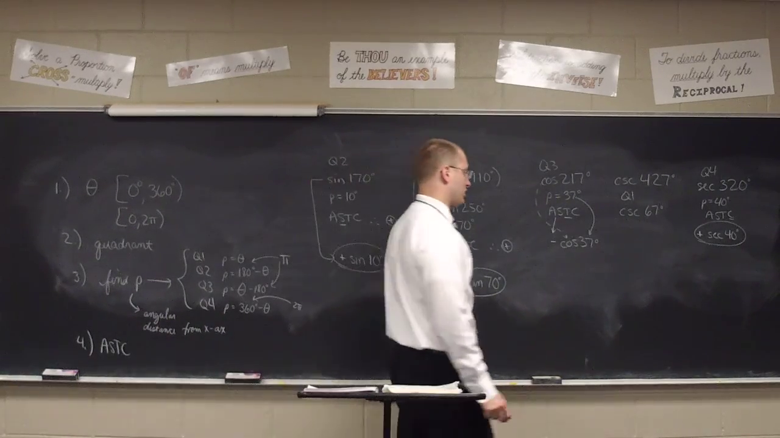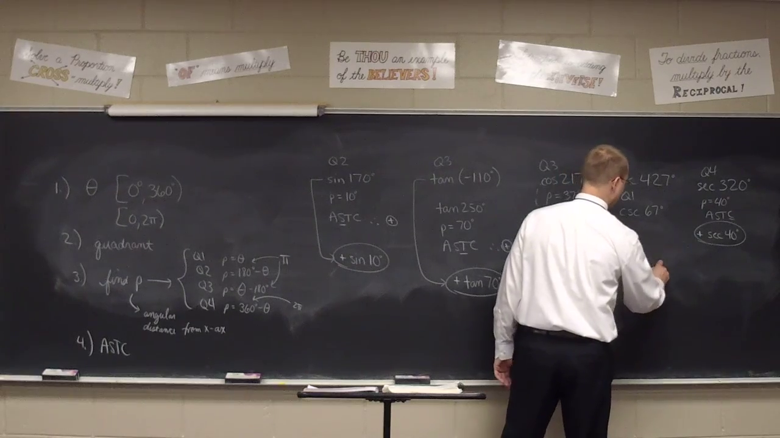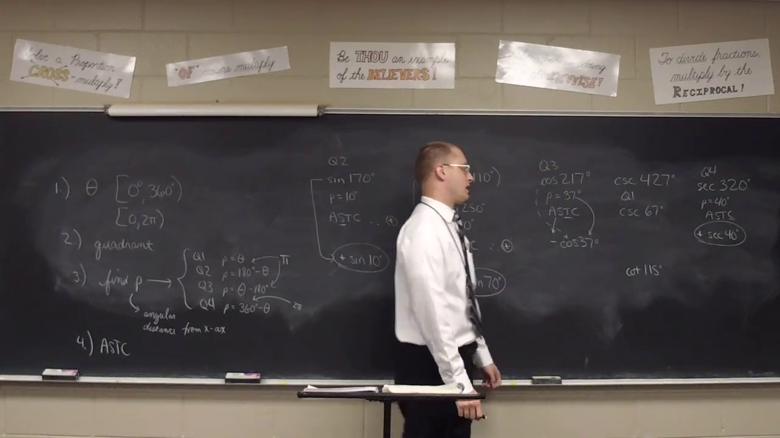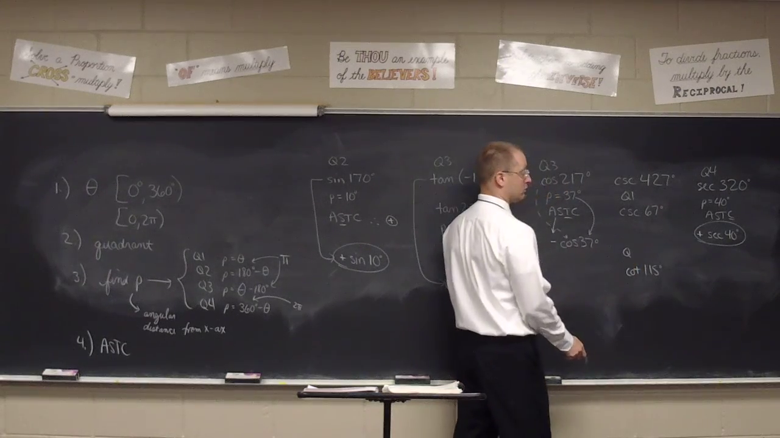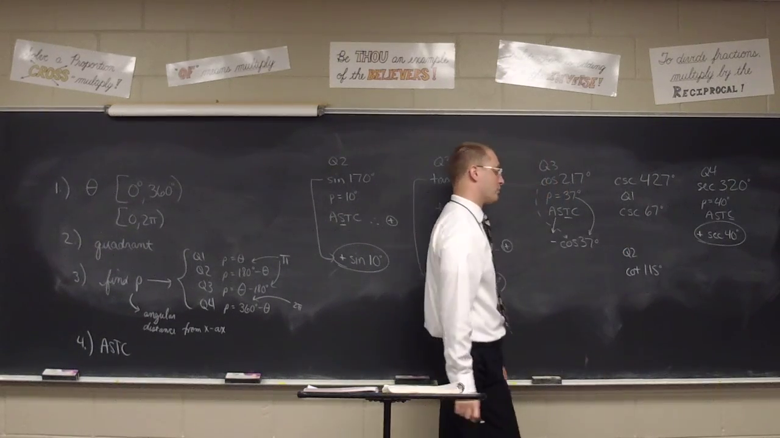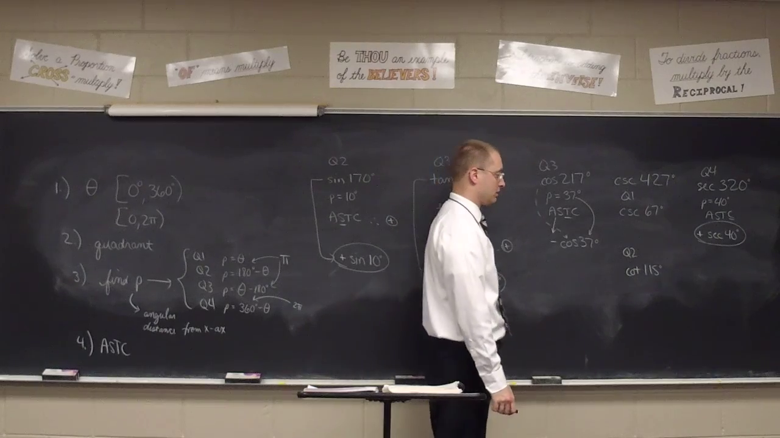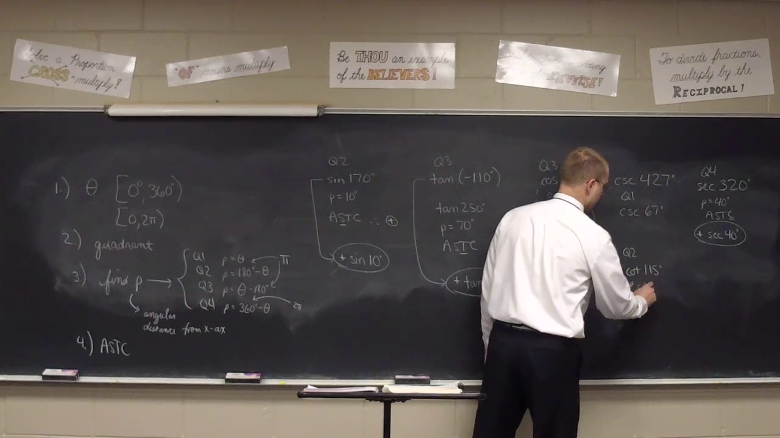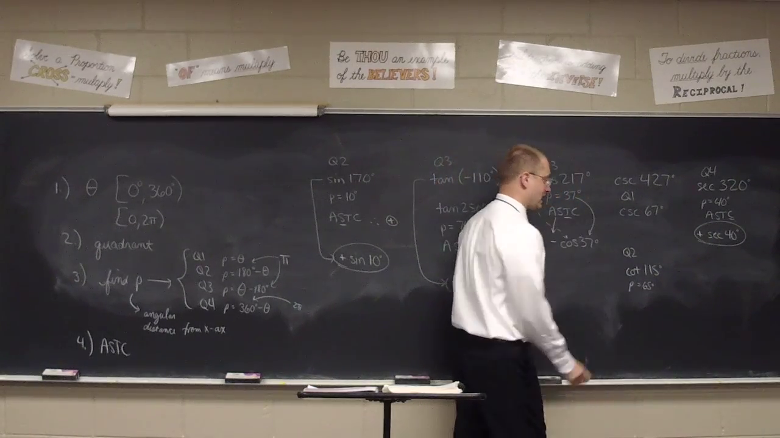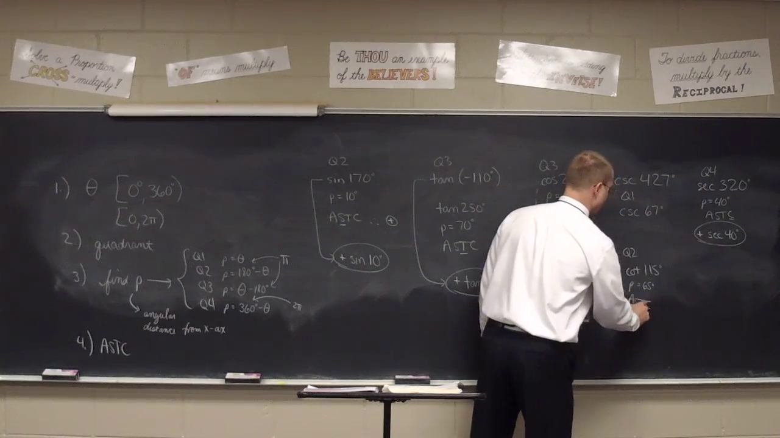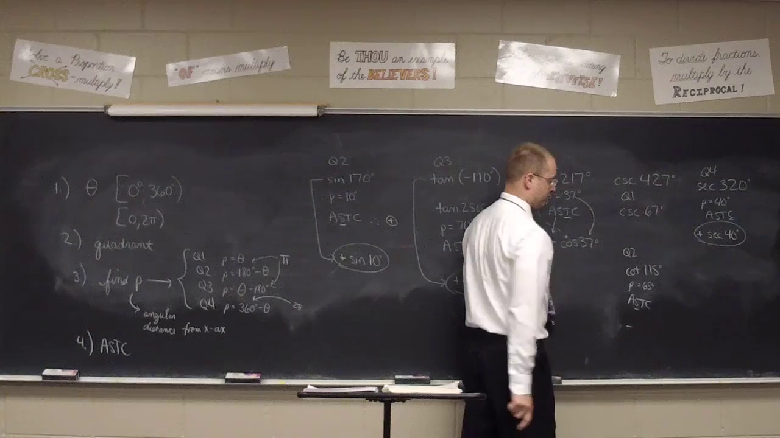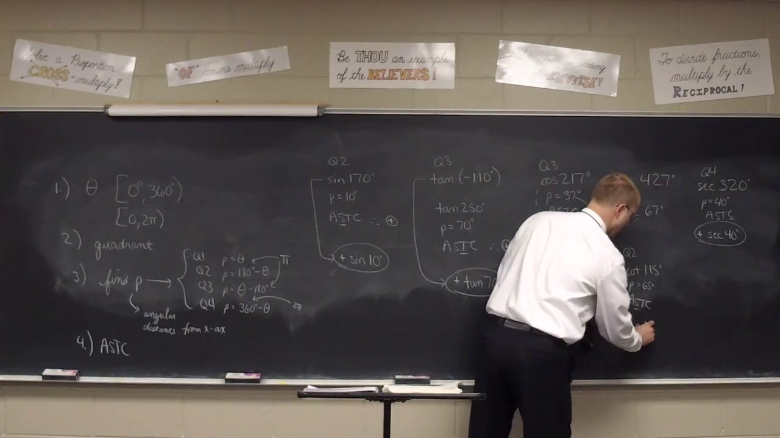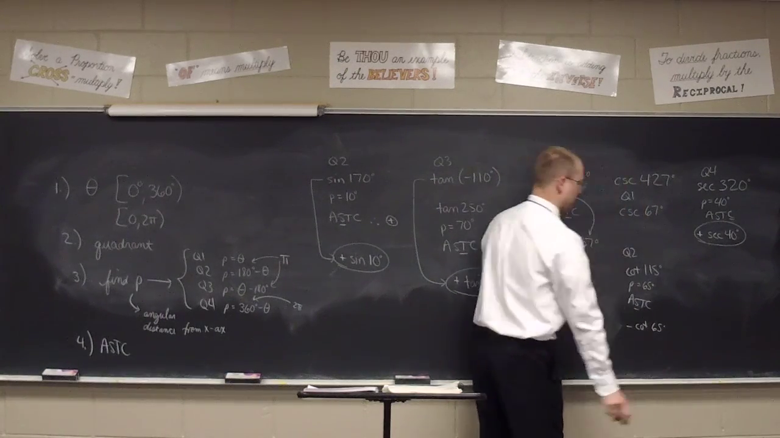Write this one out. The cotangent of 115. Quadrant 2, sorry. It's bigger than 90 but smaller than 180. Reference angle: 65. That's how far it is from 180. ASTC, we're in quadrant 2, so cotangent is negative. So we're going to have negative cotangent 65.